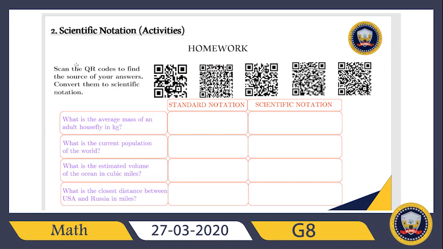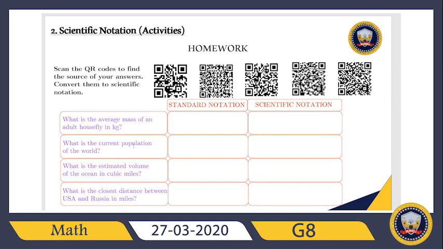Finally, this is a homework, funny homework. I want you to scan these QR codes. Each QR code will lead you to a website page. In that website page, you will find an answer of one of these questions. You get that answer, you write it in standard notation and in scientific notation. For example, what is the average mass of an adult housefly in kilogram? This is a question and its answer is in one of these pages. You should scan them and check them.